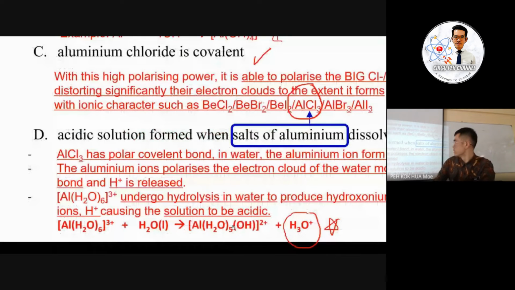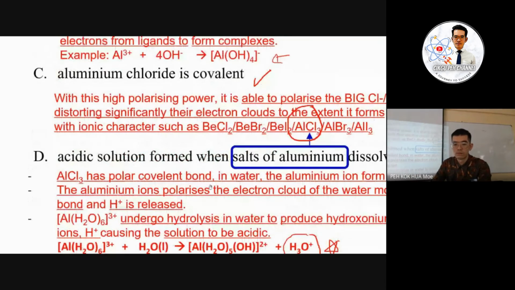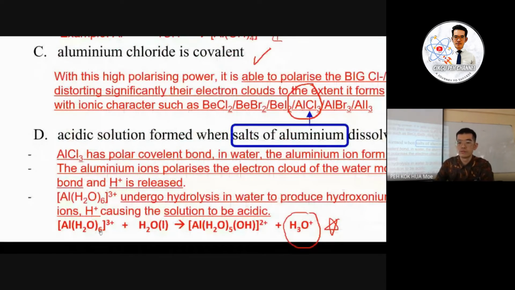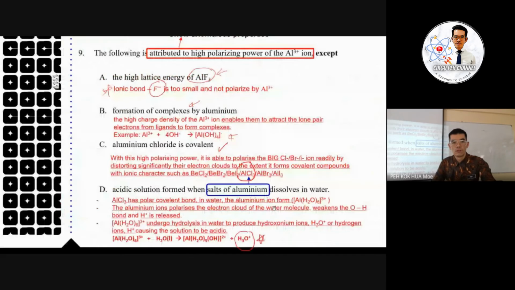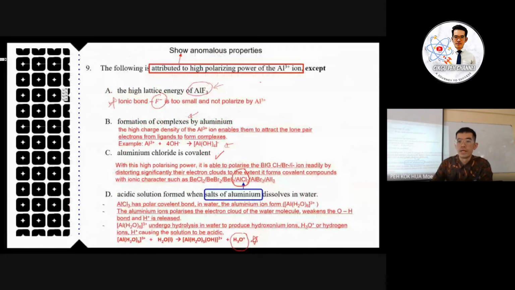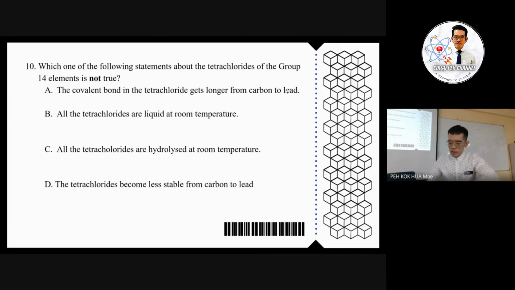Okay, you can see the equation will be formed, H3O+ here. Okay, so this is the theory behind the question. So the answer will be A. Okay, so let's continue with question number 10. Which one of the following statements about the tetrachloride of group 14 elements is not true?